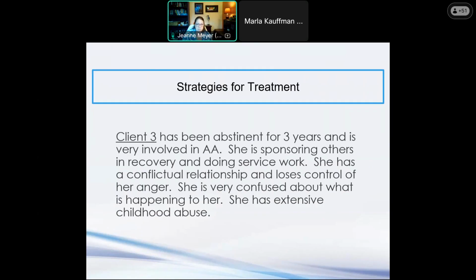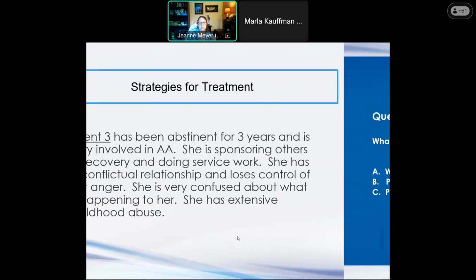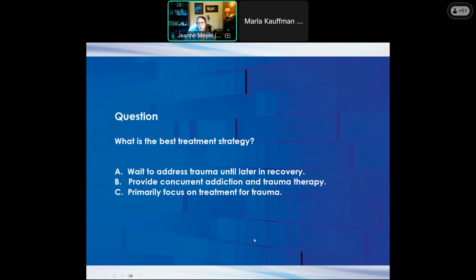She's been abstinent for 3 years, is very involved in AA. She's a sponsor and doing service work. She's very confused about what is happening to her. So she knows that it's not reasonable, her reaction to the daughter, and she has extensive childhood abuse. So, whole question again. Okay, that's live, everyone.